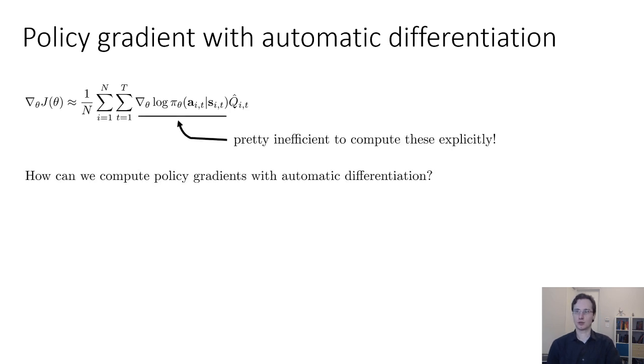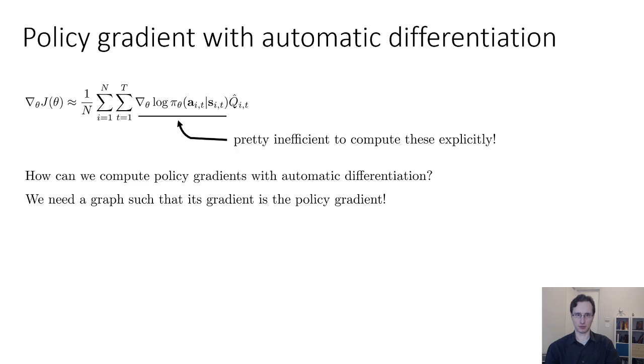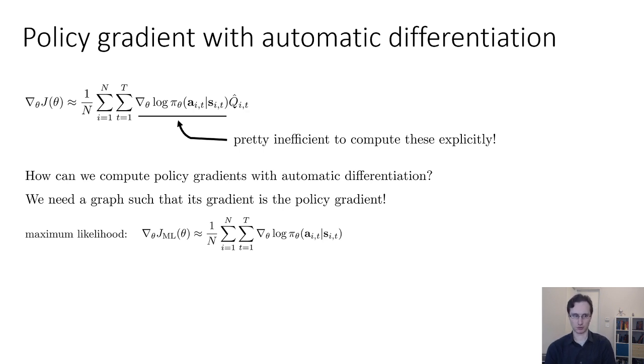All right, so how do we compute policy gradients with automatic differentiation? Well, we need a graph such that its gradient is the policy gradient. The way that we're going to figure this out is by starting with the gradients that we already know how to compute, which are maximum likelihood gradients. So if we want to compute maximum likelihood gradients, then what we would do is implement the maximum likelihood objective using something like a cross-entropy loss, and then call dot backward or dot gradients on it, depending on your automatic differentiation package, and obtain your gradients.